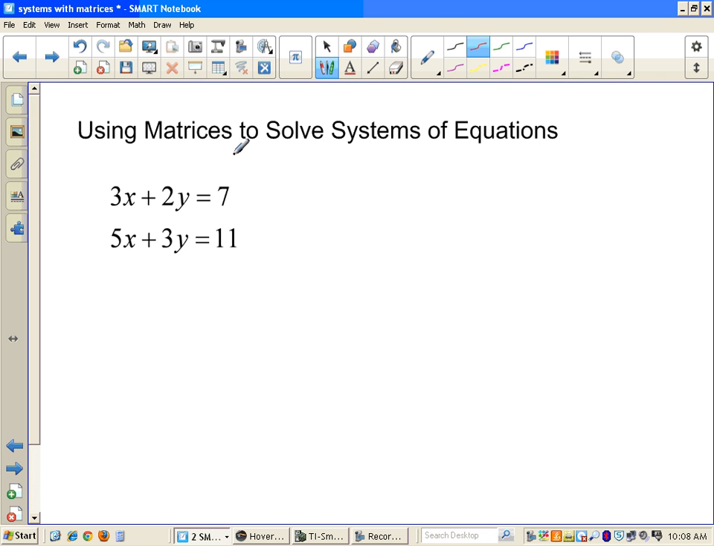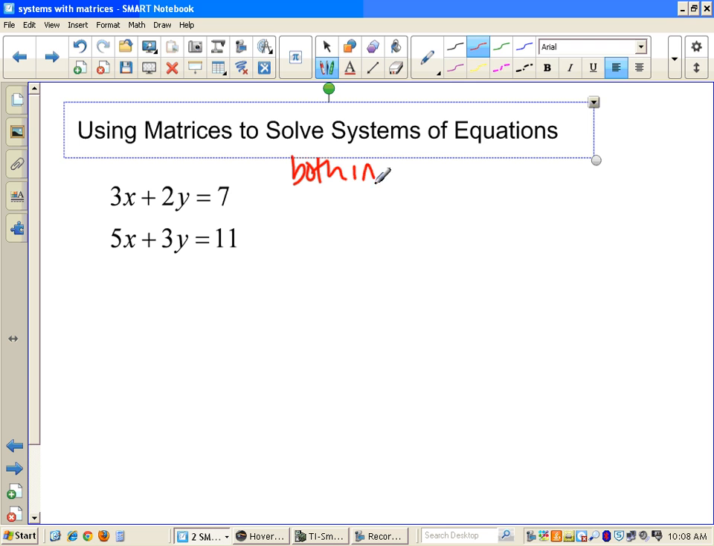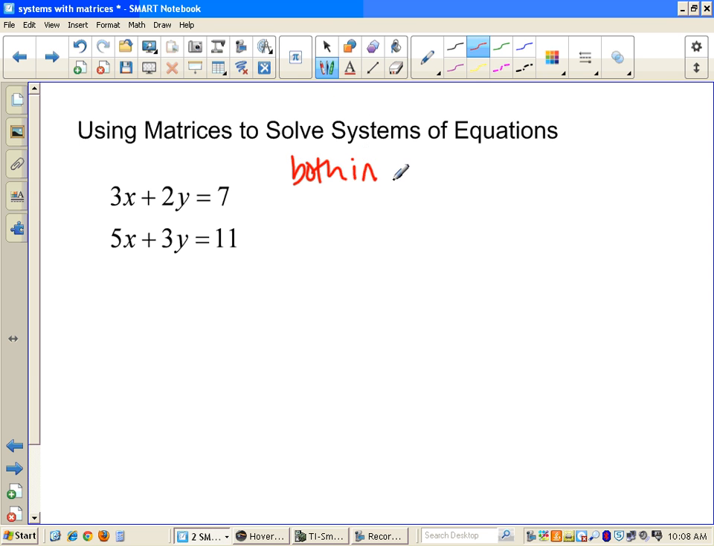So we're going to use matrices, because we've just learned a lot about matrices, to solve this system of equations. So we have two equations here. They're both in standard form. And what we're going to do is make multiple matrices. We're going to make a matrix out of the numbers that are in these two equations. Actually, we call it a matrix equation.